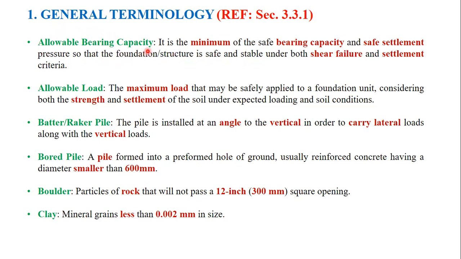And what's the definition according to our code? We know the definition of allowable bearing capacity, and it's very common. Different books use different language to define allowable bearing capacity, but the technical term is the same. However, our code BNBC 2020 defined it in this format. It is the minimum of the safe bearing capacity and safe settlement pressure, so that the foundation structure is safe and stable under both shear failure and settlement criteria. That means within allowable bearing capacity, the structure must be safe against shear failure and settlement criteria, because shear failure in shallow foundation is the vital issue, and settlement.